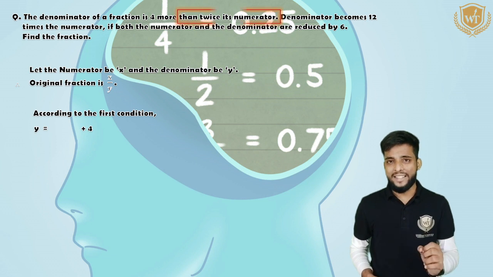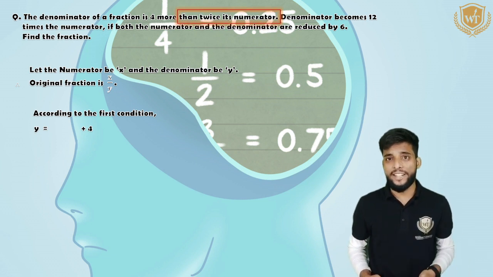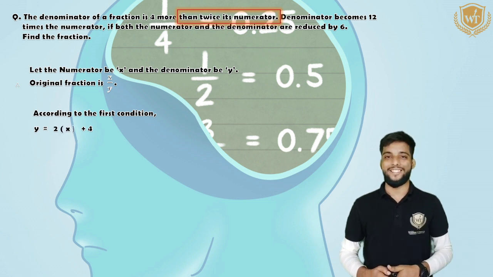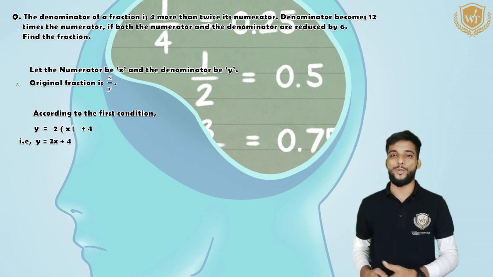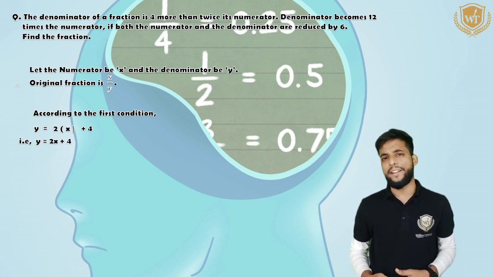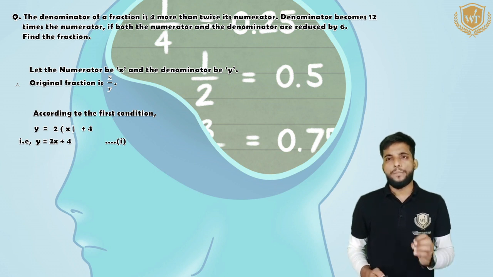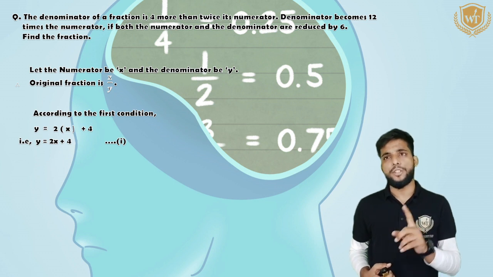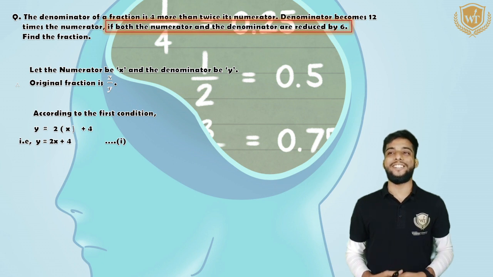Perfect. Then 4 more than what? Twice its numerator. The numerator is x, twice the numerator, matlab 2x. So this is the equation, students. Y is equals to 2x plus 4. Let us keep it in the same form, right? Equation number 1.